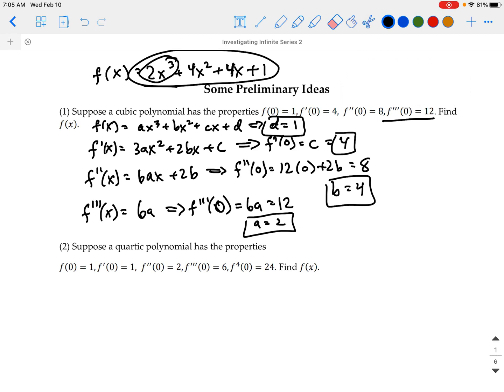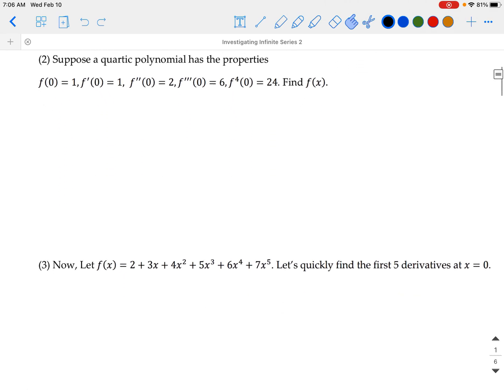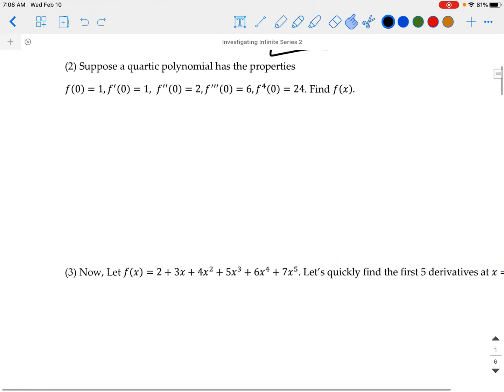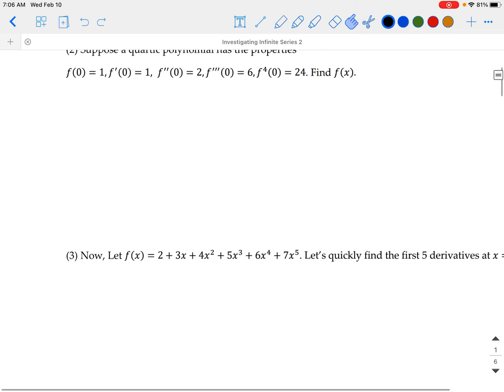All right, so again, we'll discuss this in more detail. All right, so for number 2, this is a quartic polynomial. So now it's going to be a degree 5 one. I will let you do this one on your own. So it's going to work out very similarly. And what you will notice is that those coefficients are going to really matter the same way.